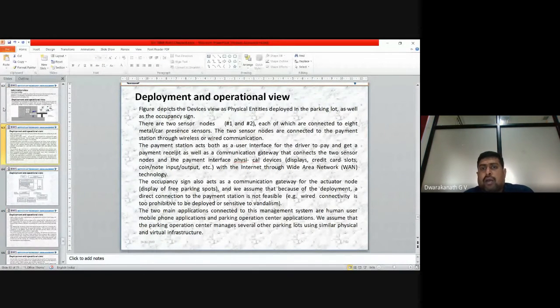There are two sensor nodes, assume just for the sake of it. There's a 1 and a 2, each of which is connected to 8 metal car presence sensors. The two sensor nodes are connected to the payment station through wireless or wired communication. That is, assume the sensors are connected to the 8 metal, it can be metal, it can be connected, or car presence, whether the car is there or not, what time the car is there or not, the car is removed or not. For that, I will keep an IR sensor there.